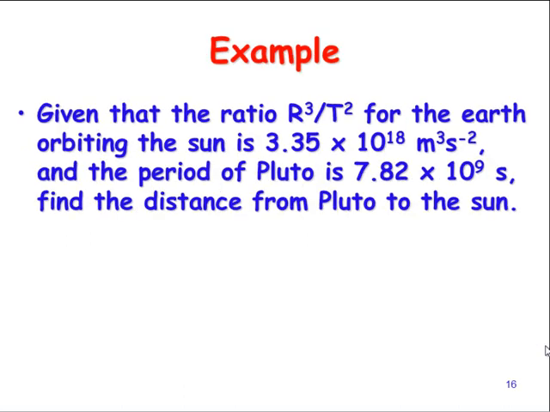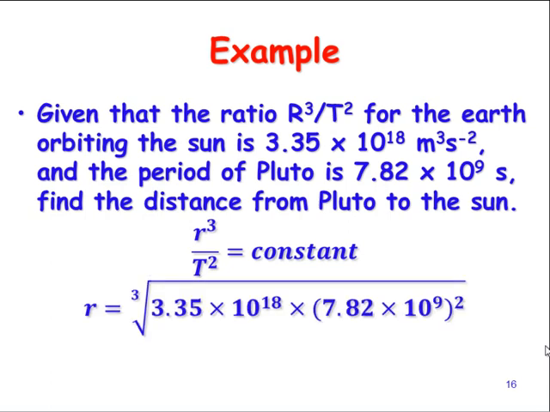So let's have a quick look at an example. We've got r cubed over T squared for the Earth, so we know this constant for the Earth. We know the period of Pluto. Find r for Pluto. So let's substitute in. We've got r cubed over T squared is a constant. It's that constant. So if we multiply the constant by T squared, which is what we've got here, and take the cube root, we can calculate r. So r is 5.895 times 10 to the 12 metres.